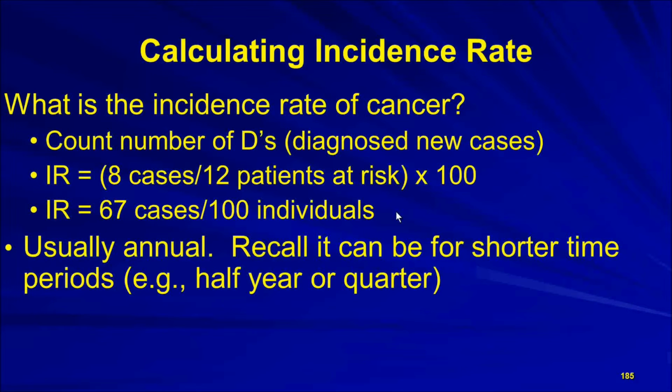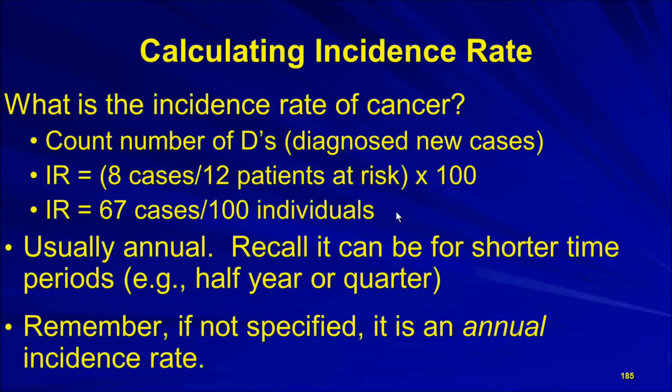Next, if an incidence rate or incidence is not specified, assume annual. Again, I mentioned it can be for other lengths of time. Remember, it's annual if it's not specified, and that's an important factor to take into account. So if somebody says the incidence is such-and-such, you're just going to assume that that's for a year period, which can be 365 days, or if it's a leap year, 366 days.